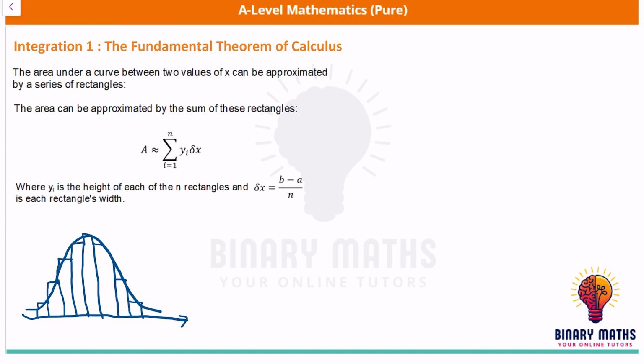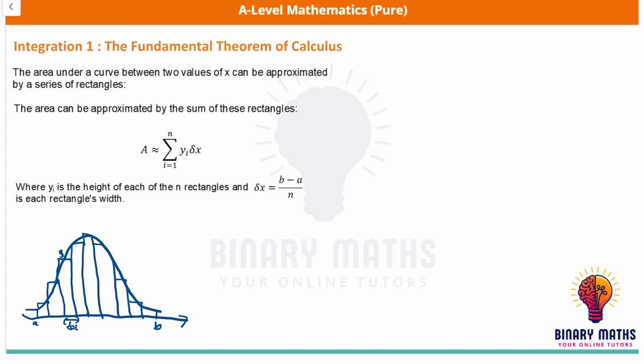So the area is approximately equal to the sum of yi, where yi is the height of each rectangle, times delta x, which is the width of these rectangles. Delta x is b minus a divided by n, each rectangle's width. So if you're trying to work out the area between b and a, then it's b minus a divided by n, where n is the number of rectangles that you have. Also you can split up differently, so n can be however much you want.